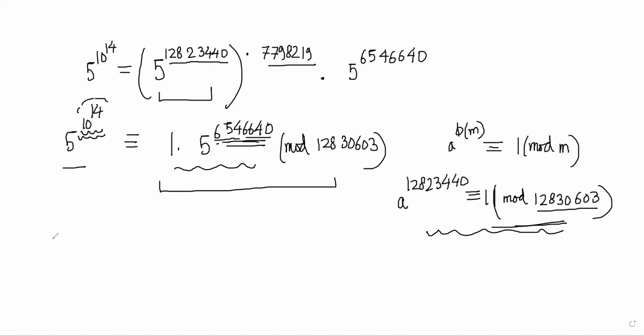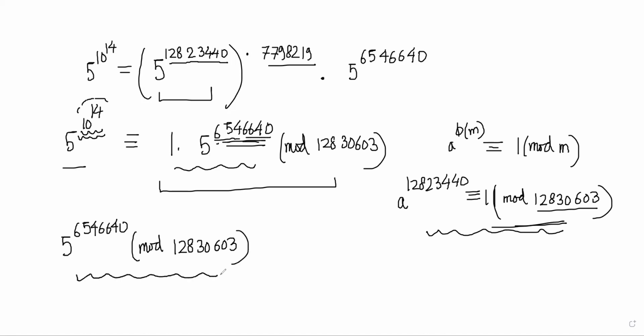So once we have reduced the problem, our job is now basically finding 5^6546640 modulo 12830603, right? This is our problem now. Now, how do we do this? This is the subject of this video. The method to calculate this is what we are going to learn, and it is called the method of successive squaring.